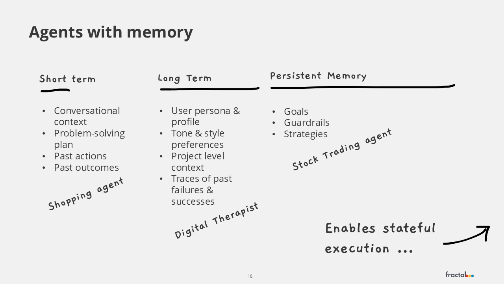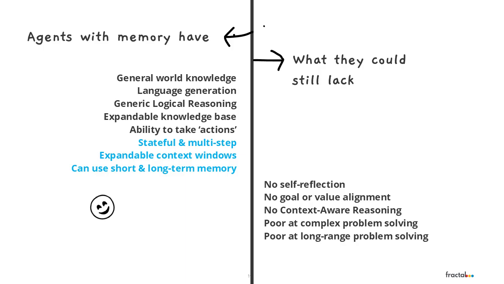And then there can even be persistent memory. These can be things like: what are my overall system goals? What are my overall system guardrails and strategies that I have access to? These sorts of things might be used by, for example, stock trading agents. All agents have memory, and what memory now allows us to do is it gives us stateful multi-step behavior. It allows us to expand our context windows, because we don't have to stay limited to the context that we had.